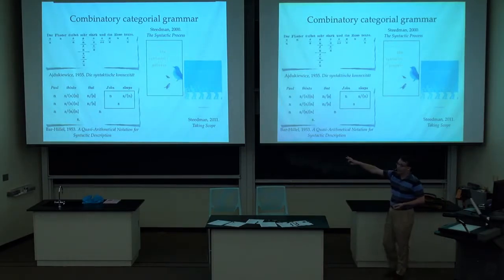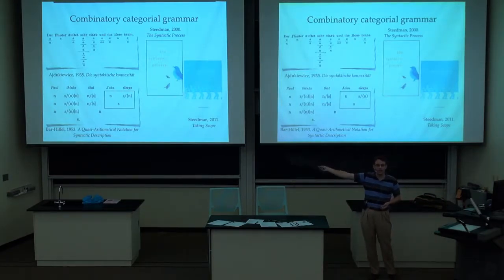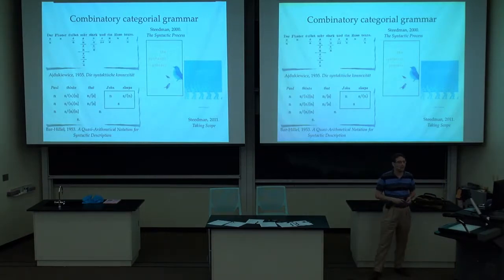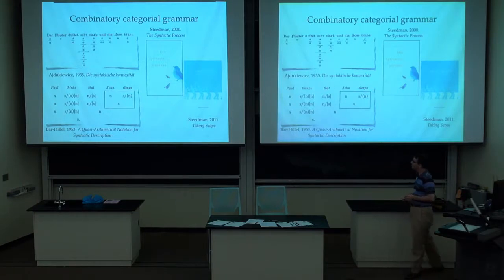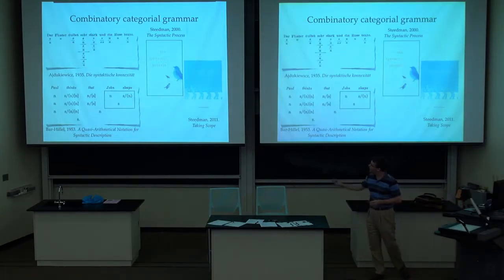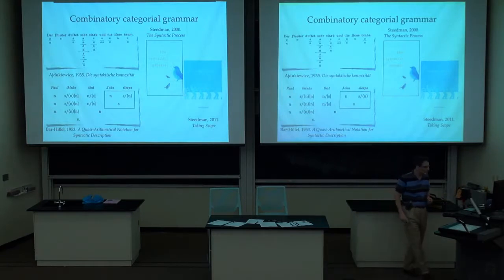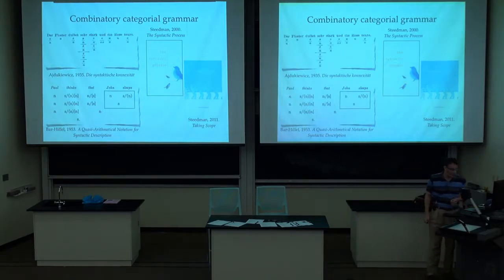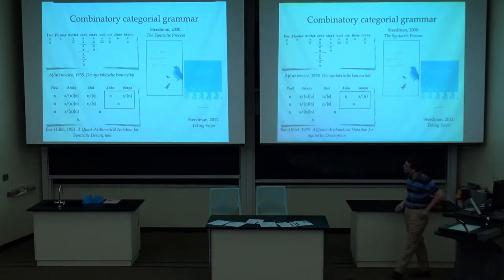CCG really is the basis for a lot of the current large-scale semantic parsing systems that we see today. Semantic parsing is something that has really taken off in the last few years, and there's a group at the University of Washington that is using this quite heavily, so it is something that we think we can use to represent some types of semantics.